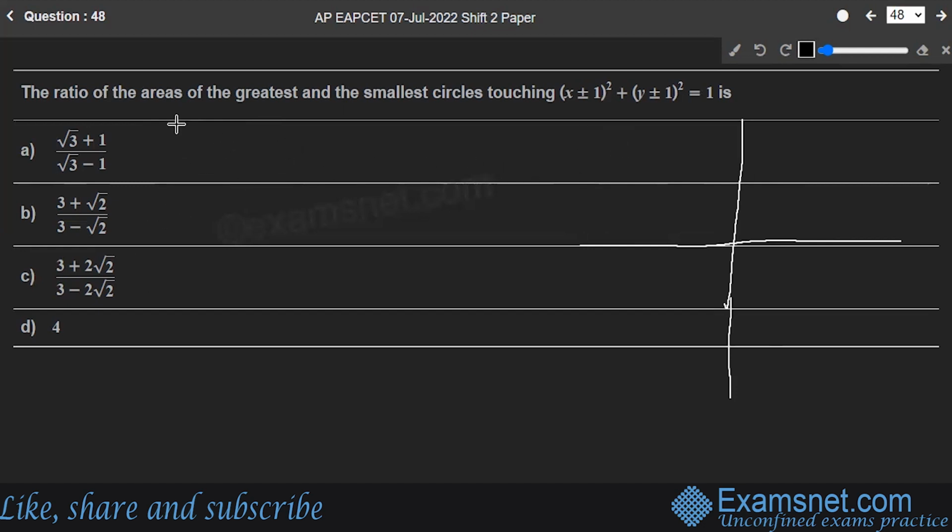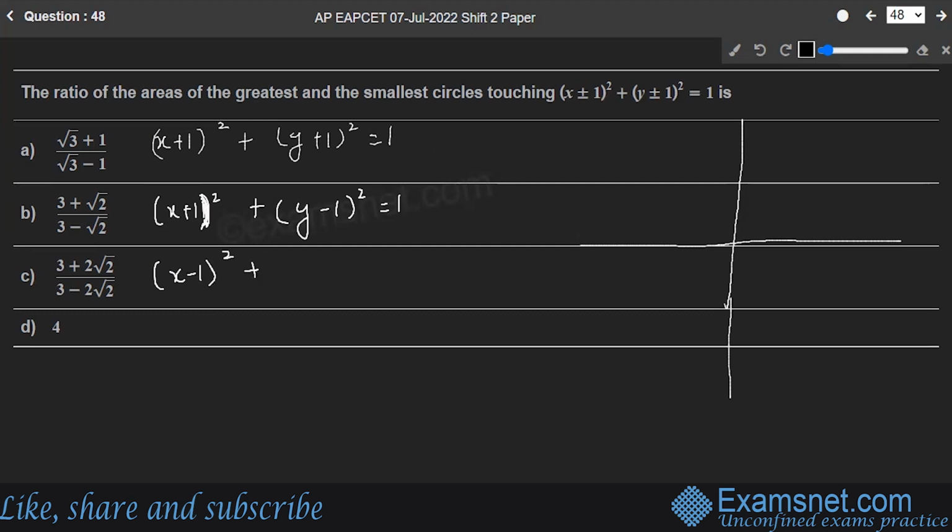So this equation can become x plus 1 square plus y plus 1 square is equal to 1. See, you have a plus minus and a plus minus over here. So the first possible equation is this. The second one can be x plus 1 whole square plus y minus 1 whole square is equal to 1. Then you can have x minus 1 whole square plus y plus 1 whole square is equal to 1. Or x minus 1 whole square plus y minus 1 whole square is equal to 1. These are the four possible equations for the circle.